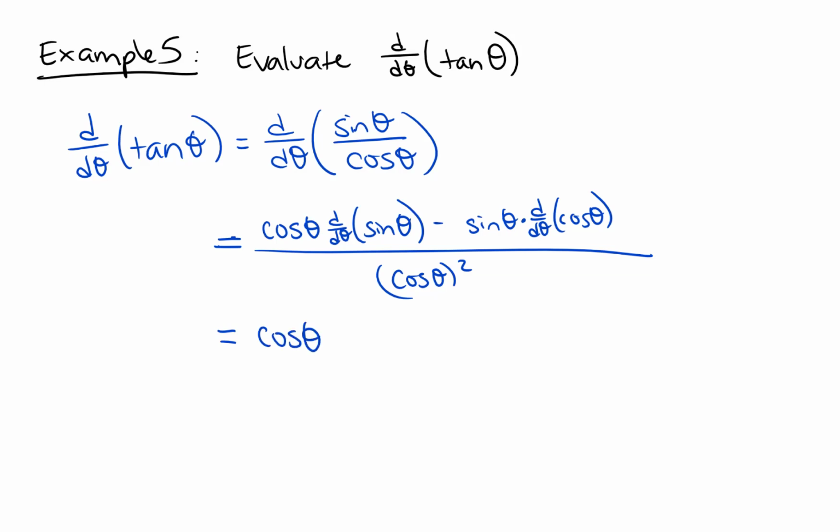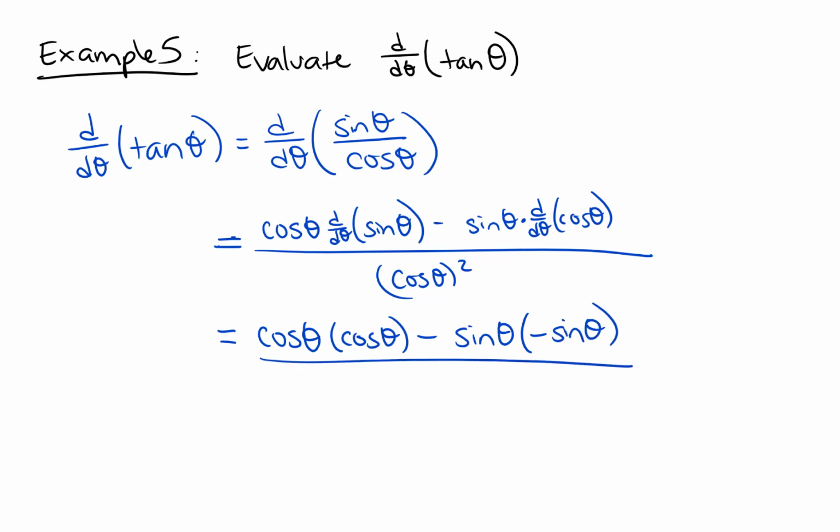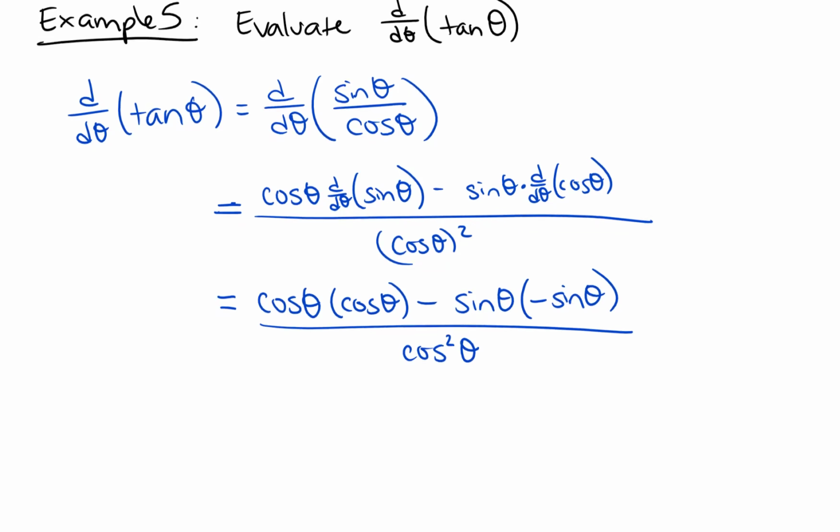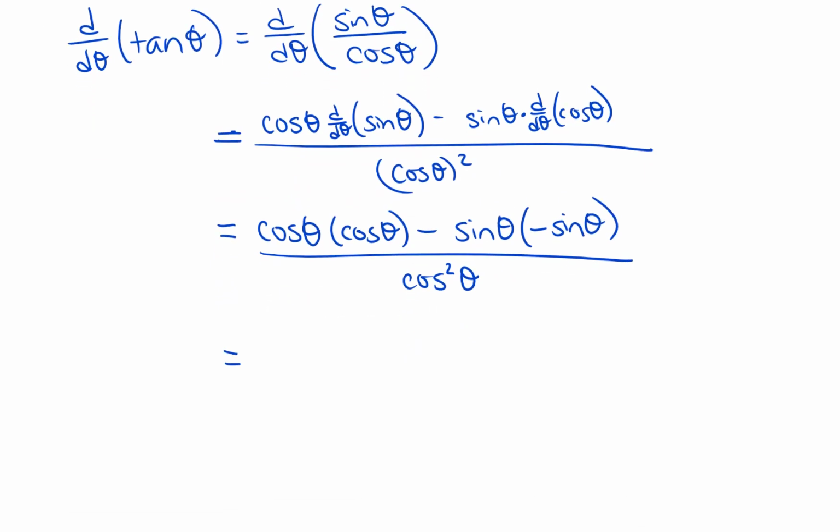Okay, so now evaluating those derivatives. Derivative of sine is cosine. And the derivative of cosine is negative sine. I'll write this as cosine squared of theta since we often see higher powers of trig functions written that way. Multiplying, we have cosine squared of theta plus sine squared of theta all over cosine squared of theta. Again, do not be tempted to cancel those cosine squareds. Do not be tempted to stop here either.